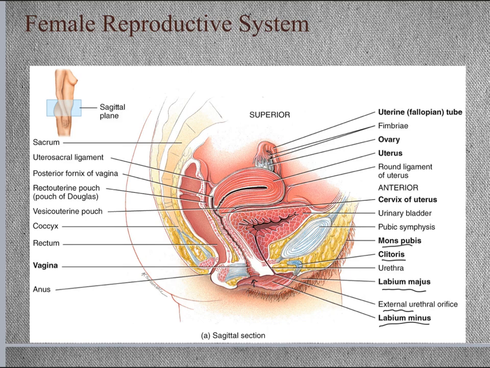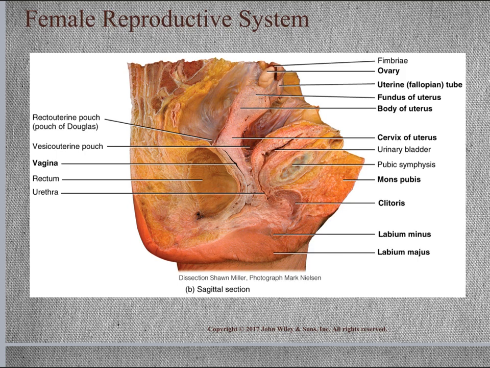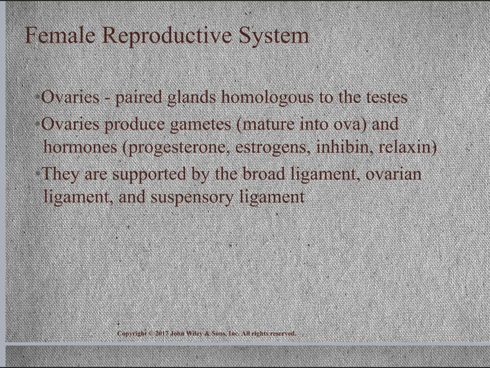As we get internal, we'll look at some of these structures. Again, another true human cadaveric view of the female reproductive system. See if you can find some major structures like the uterus, the mons pubis, the clitoris, the two labia, major and minor, the vagina, the rectum, urethra, etc. So let's look at some of our structures.